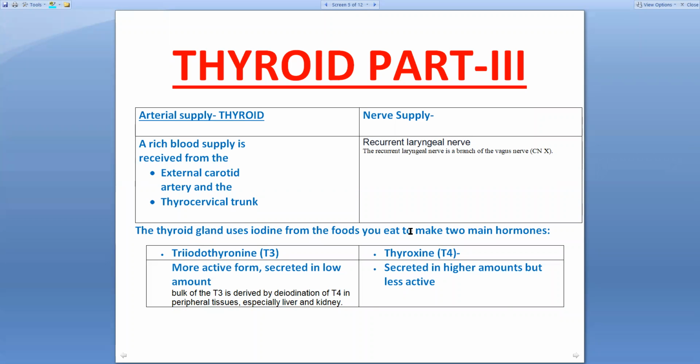Hello students, today we will study about the formation of thyroid hormones. We studied about the structure. We will see some points related to the blood supply and how the hormones are formed, and why thyroid gland is different from other endocrine glands.